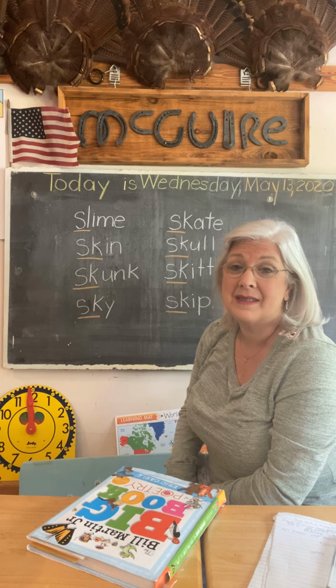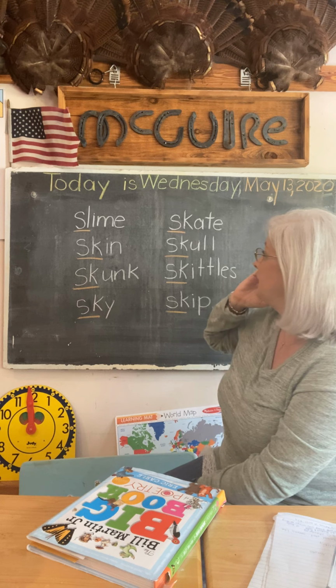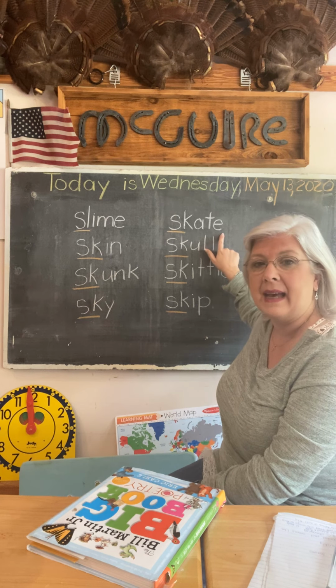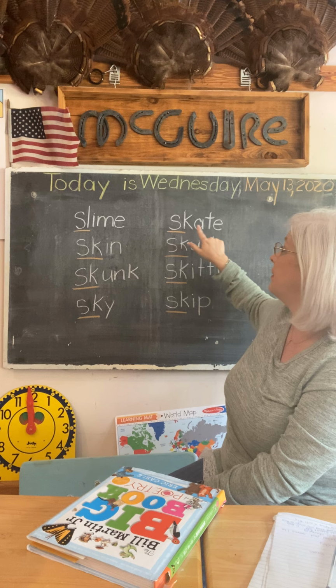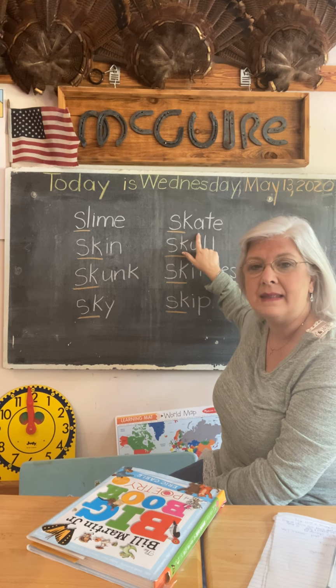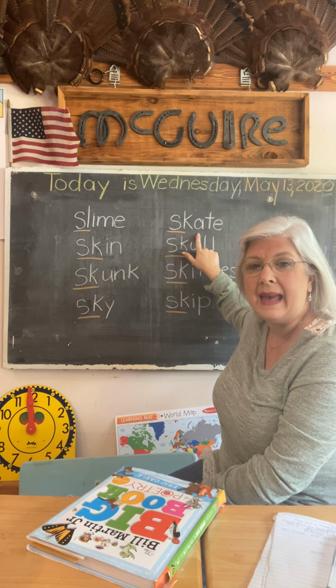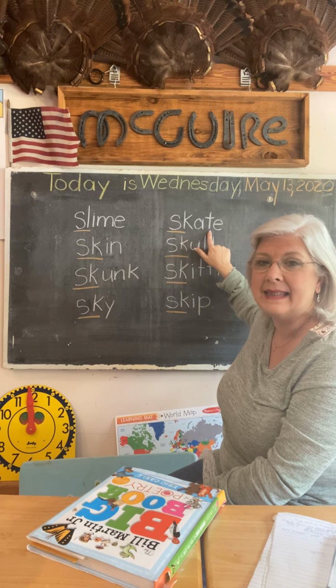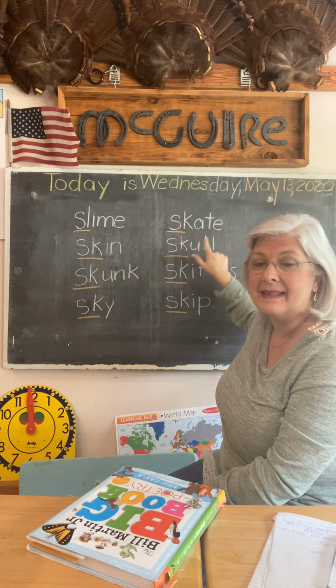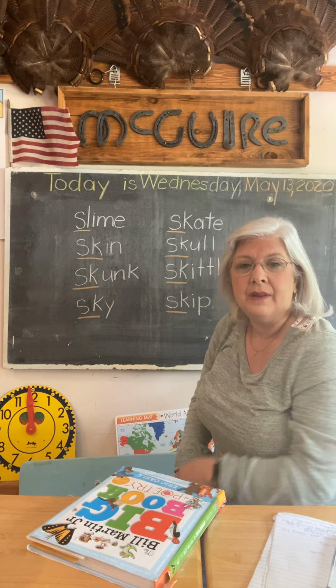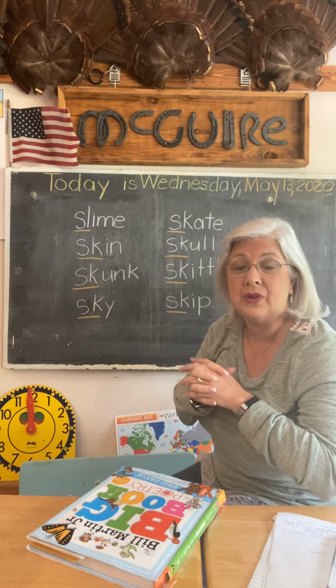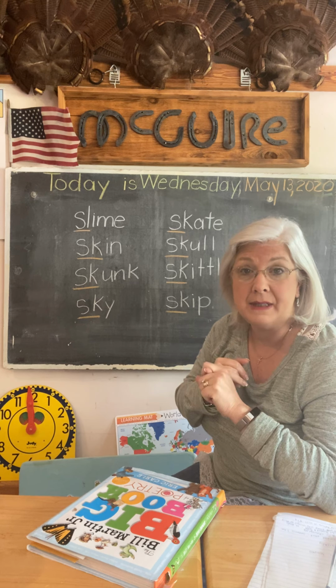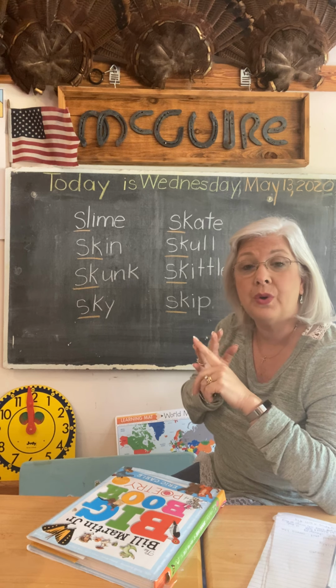Sk, sk, sk. So here's silent E. So it tells this letter, A, to say its name, A. So we have sk, A, t, skate, skate. There are a couple of kinds of ways you can skate. You can ice skate, or you could roller skate.